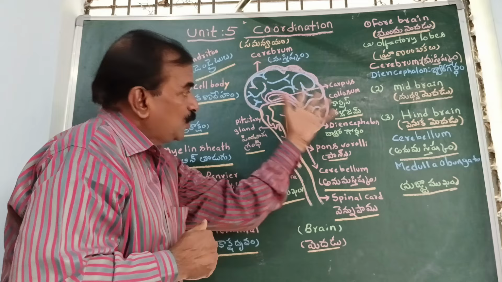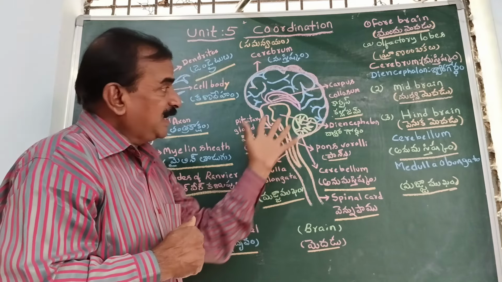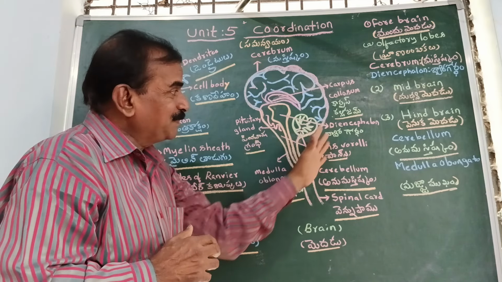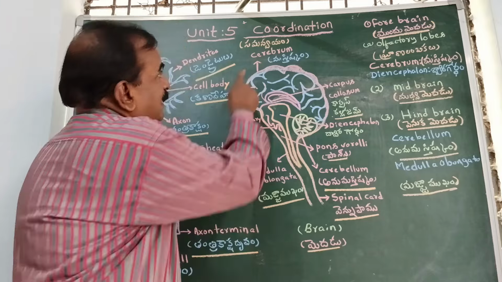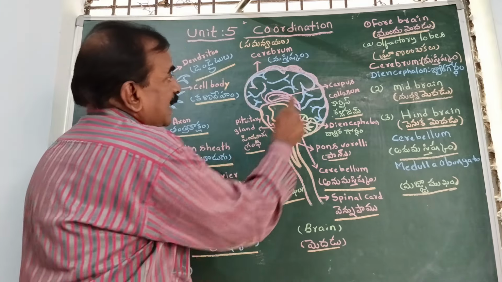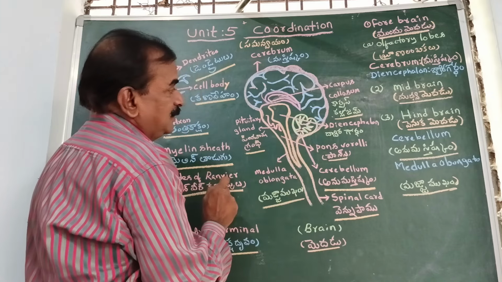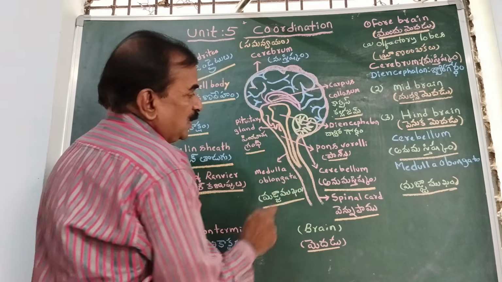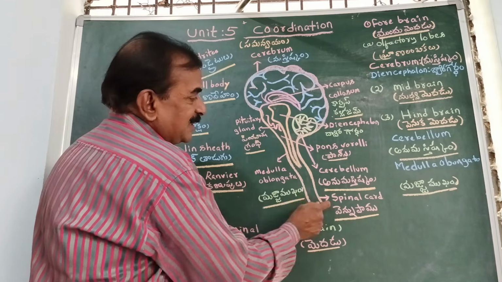So we can look at the structure of the brain, and if you observe the diagram, there you see some parts with labelings: cerebrum and corpus callosum and diencephalon and pituitary gland and pons varolii, cerebellum and medulla oblongata, spinal cord.